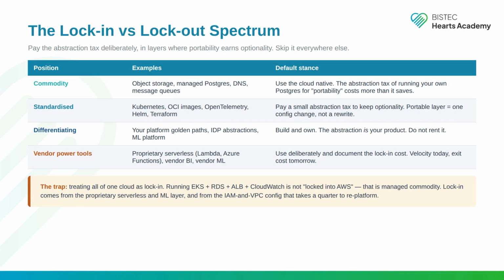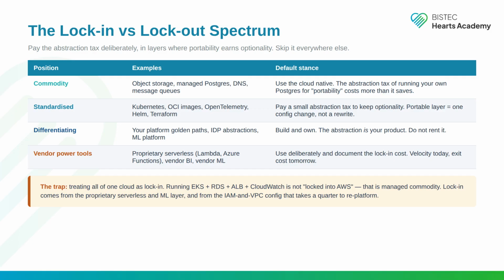Now let us talk about the decision nobody wants to make. Lock-in. There are 4 positions on the spectrum. Commodity: object storage, managed Postgres, DNS, message queues. Standardized: Kubernetes, OCI images, OpenTelemetry, Helm, Terraform.